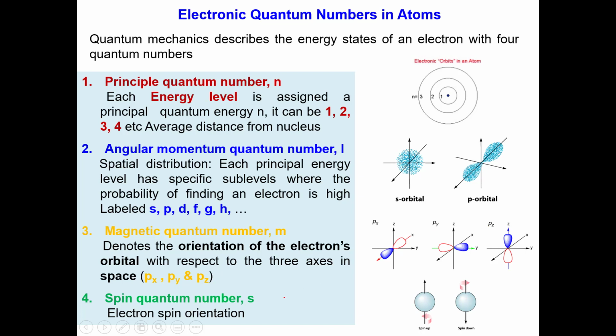And the spin quantum number is the electron spin orientation. It depends on how the electron is spinning, spinning up or spinning down. But in this course, we are going to concentrate on the first two quantum numbers: the principal quantum number, which describes the main orbits, and the angular momentum quantum number, which describes the subshells. This is what we are going to concentrate on.